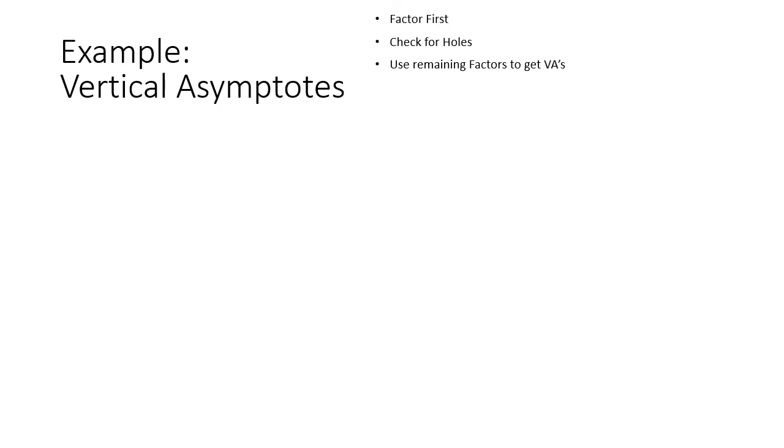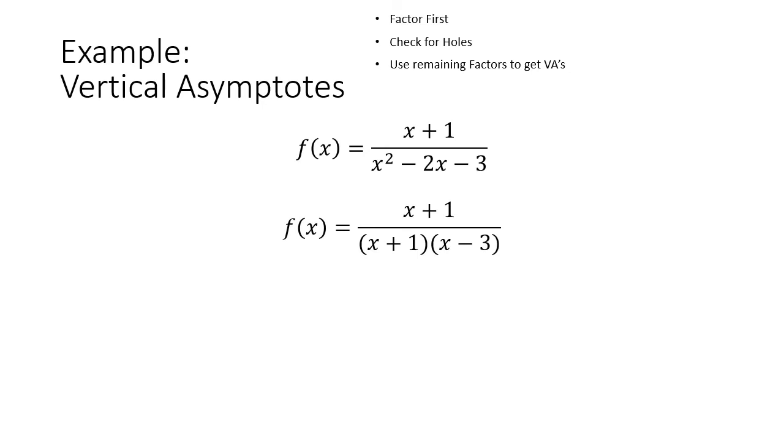Our 3 steps are going to be to factor first, check for holes, and use the remaining factors to get the vertical asymptote. In the example we did before, where we found that we had a hole at -1, -1/4, this canceled out. Therefore, although I get my vertical asymptotes from the bottom equaling 0, x equals -1 is not going to be a vertical asymptote because we already established that that's a hole. Therefore, our only vertical asymptote is at x equals 3, which we get from the second factor here that did not cancel out.